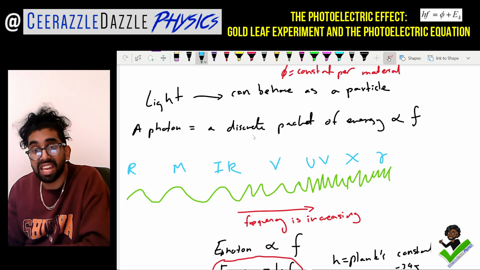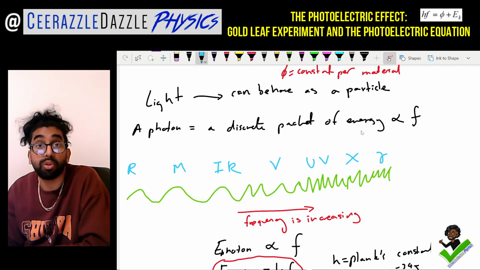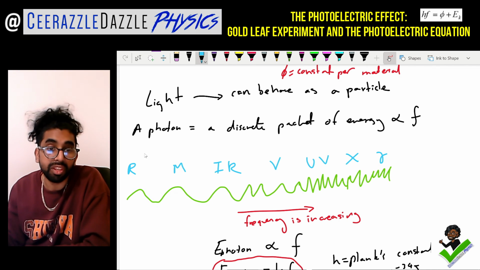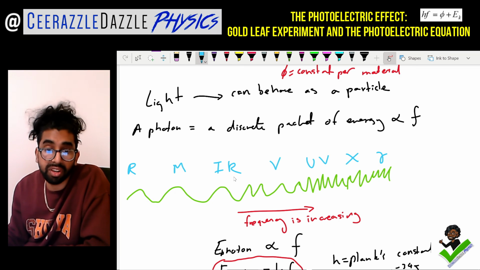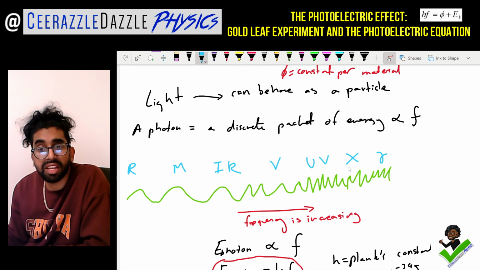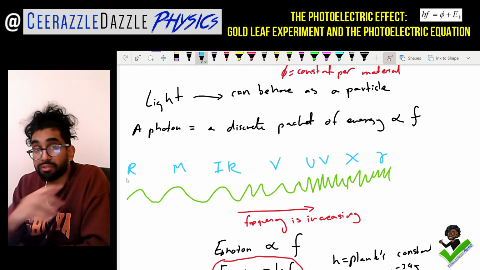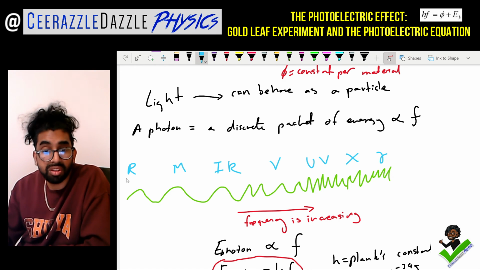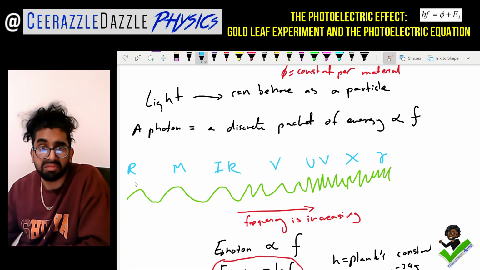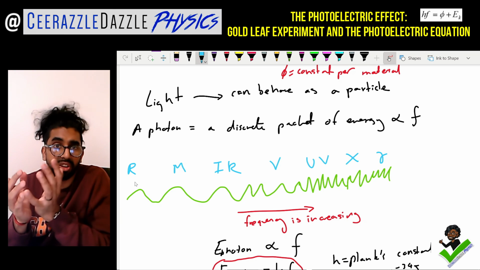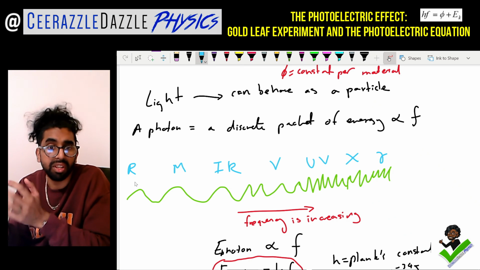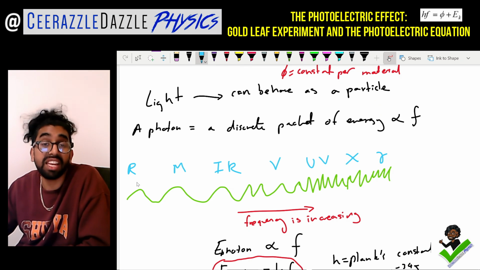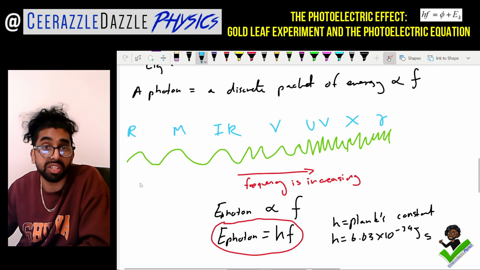We can say that the energy of a photon is proportional to the frequency. If I was to write down the electromagnetic spectrum: radio waves, microwaves, infrared radiation, visible light, ultraviolet, X-rays, gamma rays, we know that the frequency is increasing as you go across. Therefore, the energy of a radio wave photon is not the same as the energy of a gamma ray photon. So we can clearly see that the energy of the photon is proportional to the frequency.